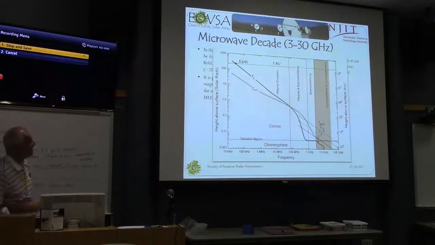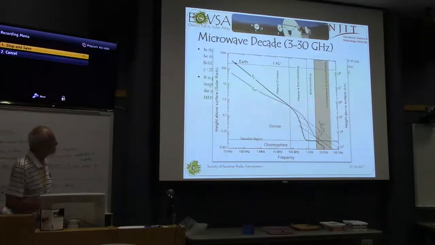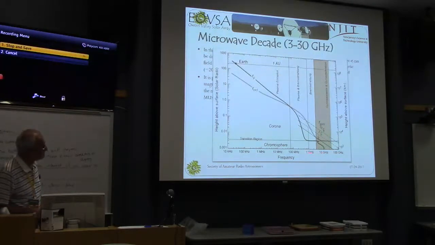Okay, so now we move up to gyro resonance. We're moving up to the microwave decade. So this is 3 to 30 gigahertz. So we're now talking about centimeter wavelengths, 1 to 10 centimeters. And here you can see that plasma emission is sort of over. You're not really getting much plasma emission. In the quiet sun, you can see a little bit of increase in the size of the sun due to this optically thick surface rising.